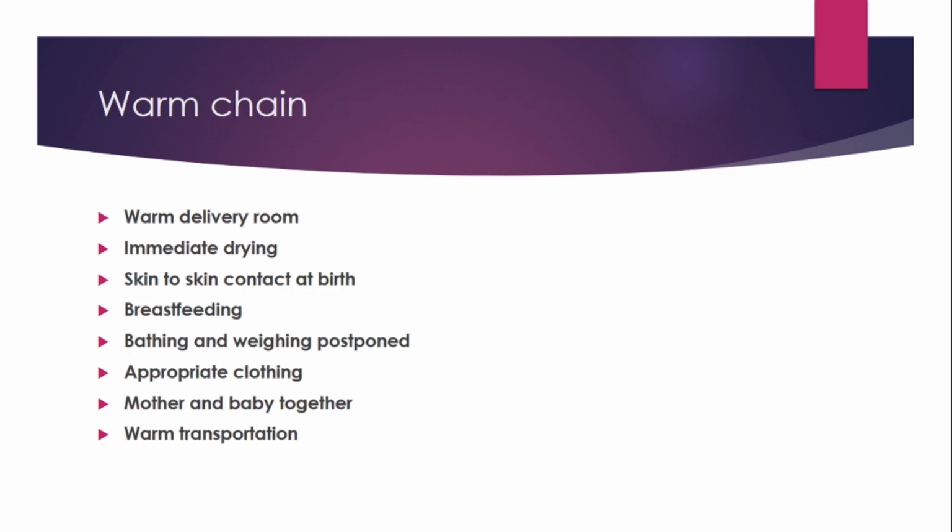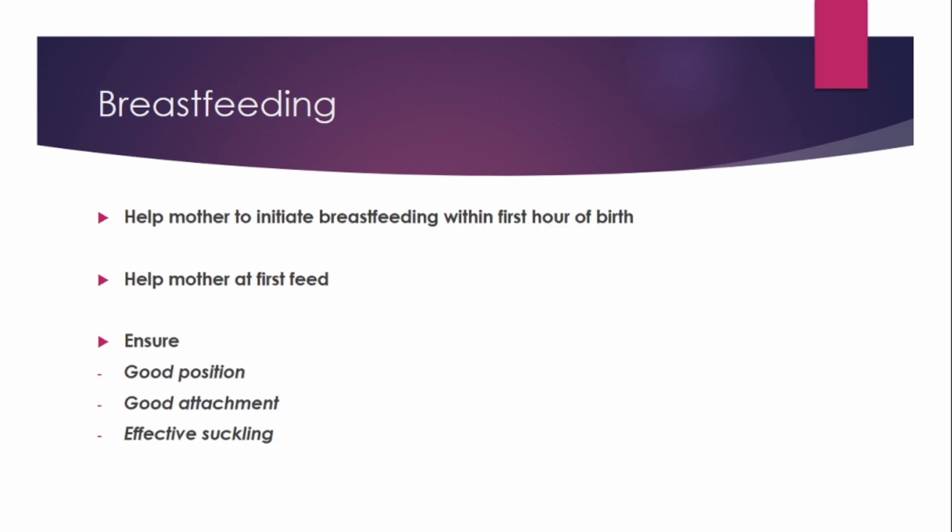So now, the warm chain, you have to maintain the warm chain: warm delivery room, immediate drying, skin-to-skin contact at birth, breastfeeding too. Then bathing and weighing should be postponed. Then appropriate clothing. Then mother and baby should stay together. Then if you have to transport, let the environment be warm.